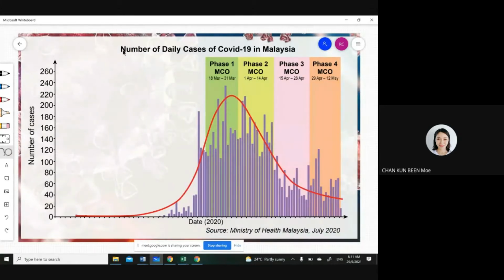So this graph represents the number of daily cases of COVID-19 in Malaysia. This is in 2020. The source is from the Ministry of Health Malaysia. I'm showing you the graph over here. You see it move up and down like this. Can you guess what we are going to learn later on in the next chapter?